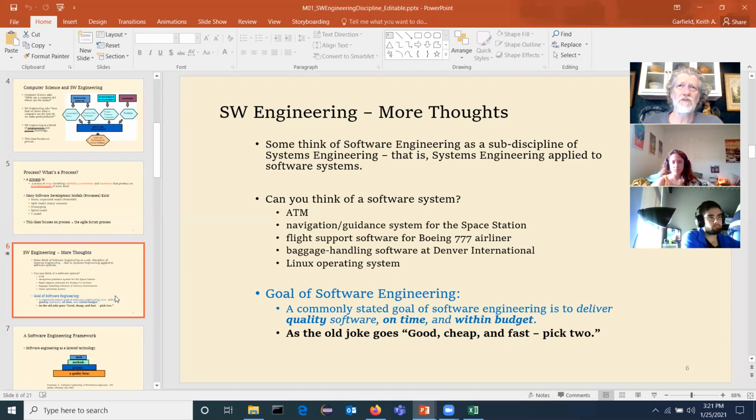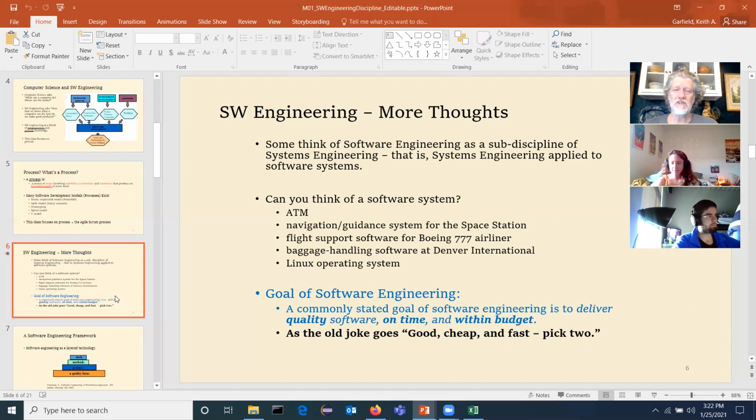Boeing, a number of years ago, landed a very lucrative contract to create ERAM, which is a way to try to be a one-stop shop and handle all of these things. And so ERAM does a whole bunch of different stuff. It's primarily a software system. But if you start to think about other software systems, gosh, ATM bank machine, navigation guidance system for the space station, flight support for Boeing 777, all these things, look at what you have. You've actually got software and hardware working together.